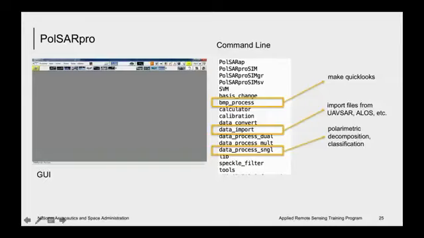For the command line interface, you would open your terminal and go to the soft directory. The soft directory has all the software, all the routines, and it has all these different directories. The most relevant for us, and the ones that I use more frequently, are the data import, which helps us ingest the UAVSAR files, the bmp process that helps us make some quick looks, and the data process single, which gives us all the classification and decomposition routines.